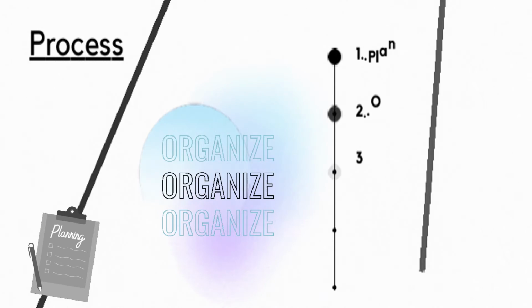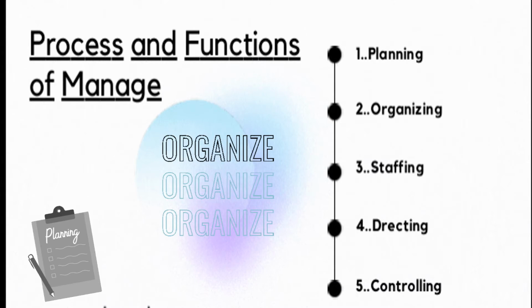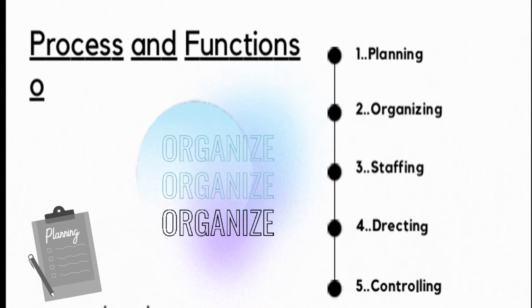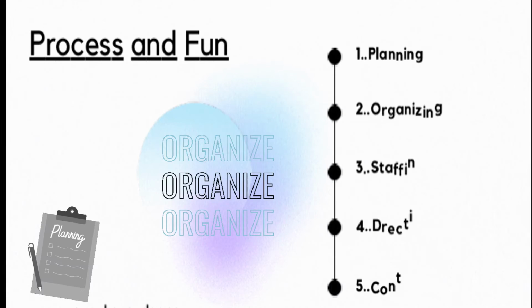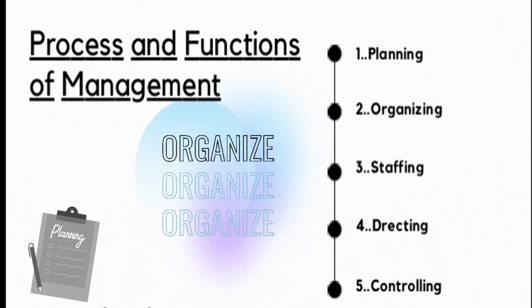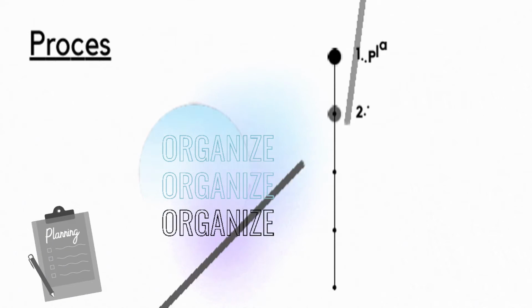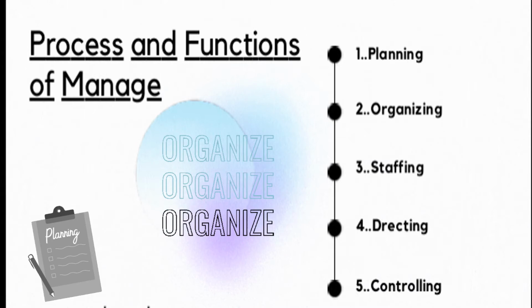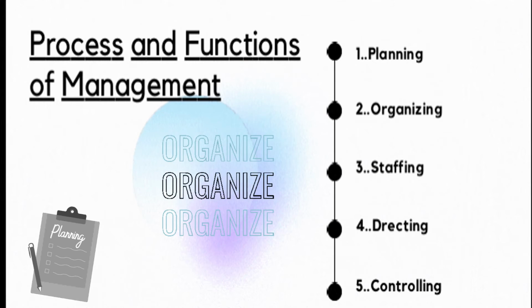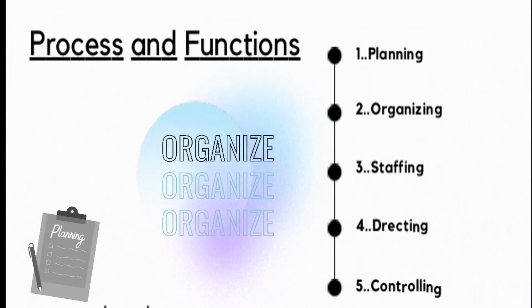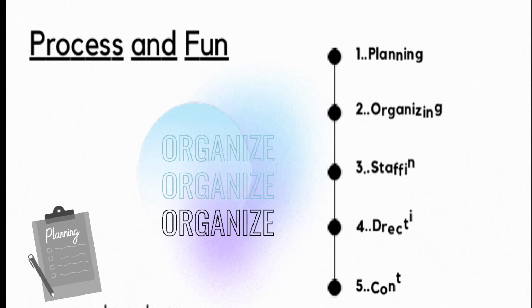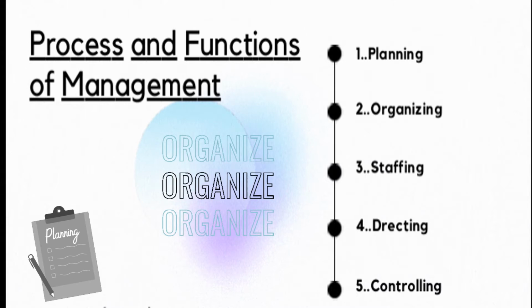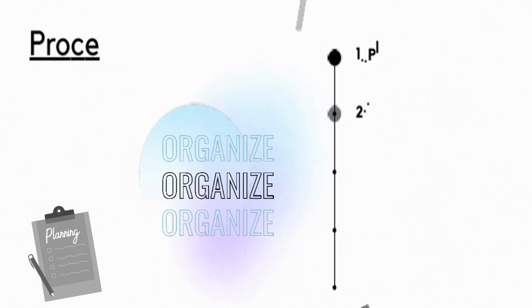Now, if we talk about organizing, it is the process of bringing together physical, financial, and human resources and developing productive relationships amongst them for achievement of organizational goals. Organizing as a process involves identification of activities, classification and grouping of activities, assignment of duties, delegation of authority and creation of responsibility, and coordinating authority and responsibility relationship.